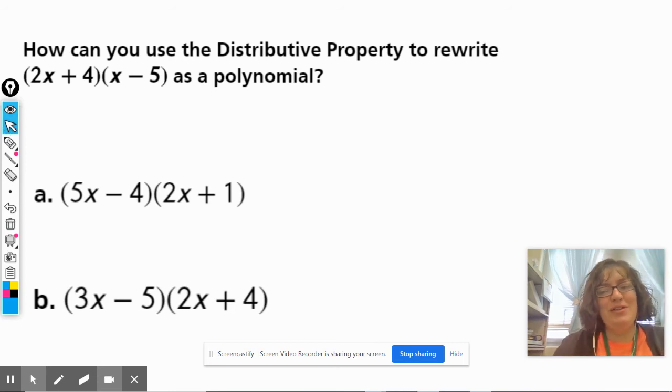So again, as you work through these multiplication problems, we're using the distributive property. We're just organizing it either using the FOIL method or using the box method. Both are equally good methods. It's really just a matter of what you prefer.